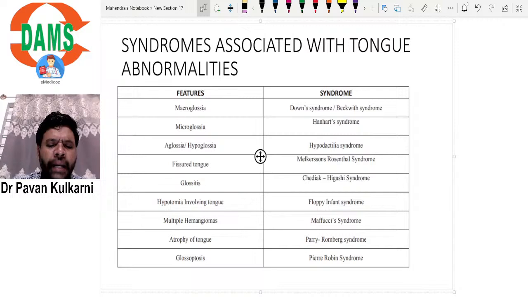Where do you see multiple hemangiomas of the tongue? A very important syndrome called Maffucci syndrome. Please remember this: Maffucci syndrome is associated with multiple hemangiomas of the tongue.